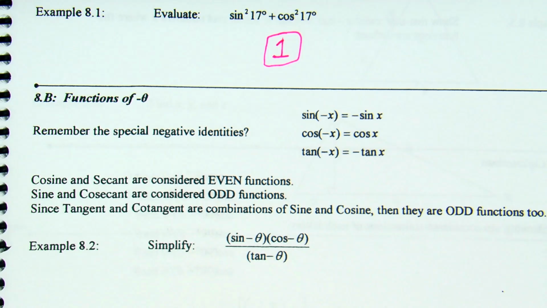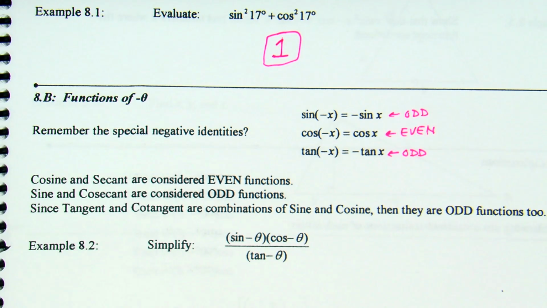And this comes back to even and odd functions, I don't know how much you guys remember. These 2 right here, the sine and the tangent, are odd functions, whereas cosine is an even function. Do you remember anything about odd and even?